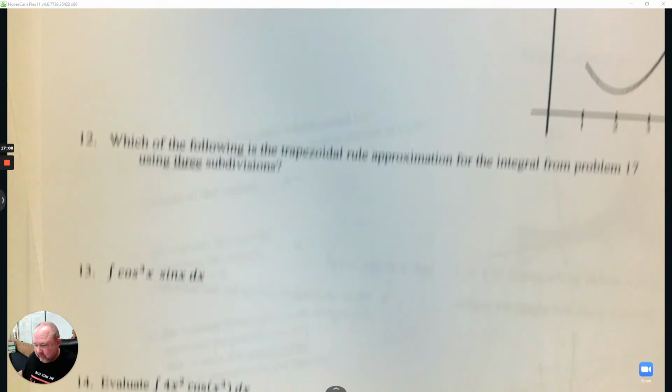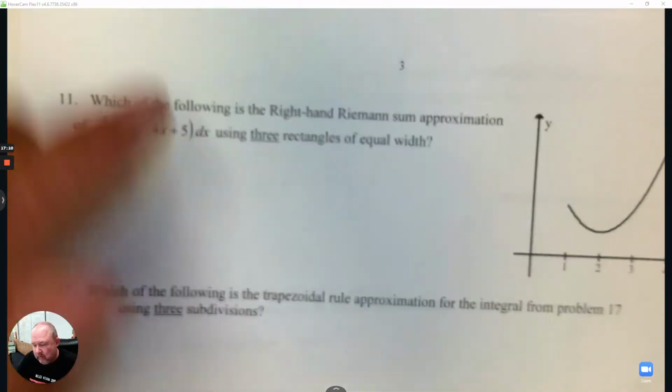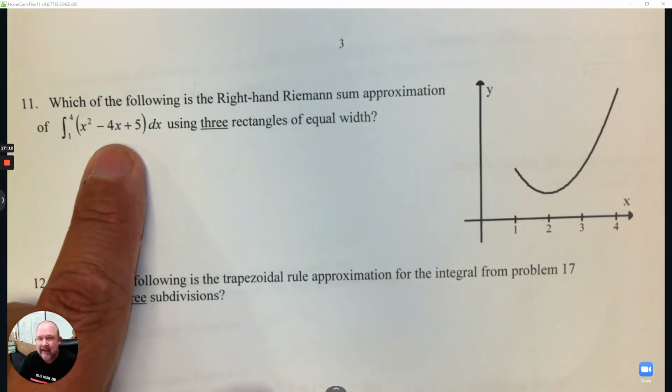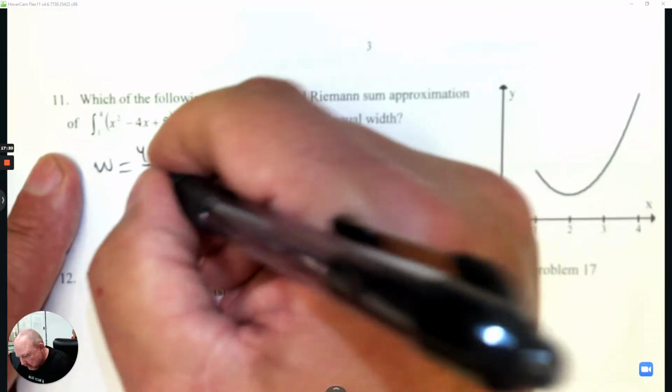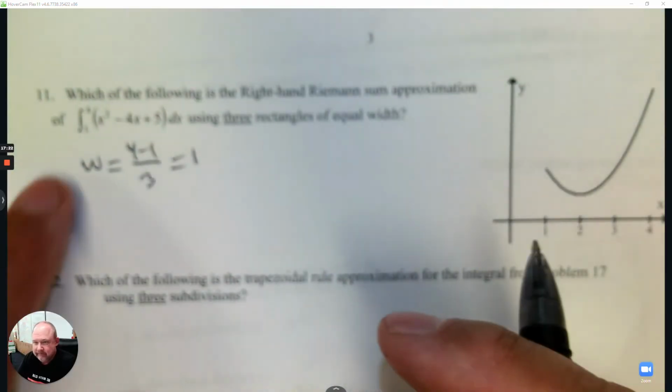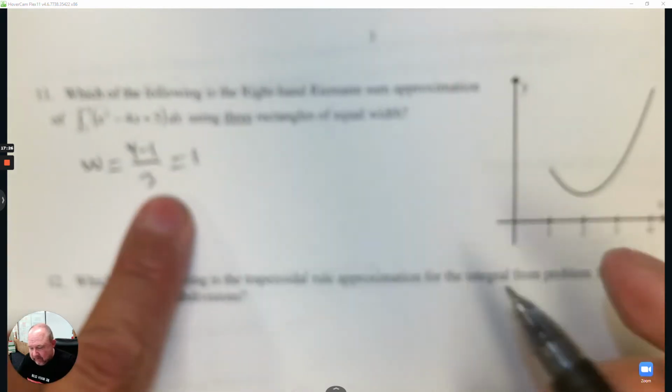All right, next page, number 11. Which of the following is a right-hand Riemann sum of this, right, using 3 rectangles of equal width? So the width is going to be 4 take away 1 divided by 3. So that's from the bounds and how many rectangles you have. So the width is 1.